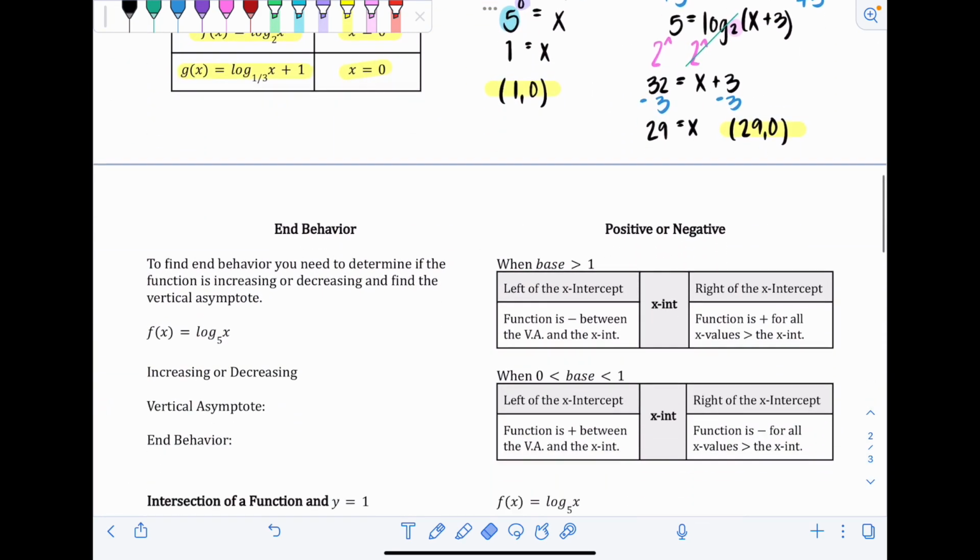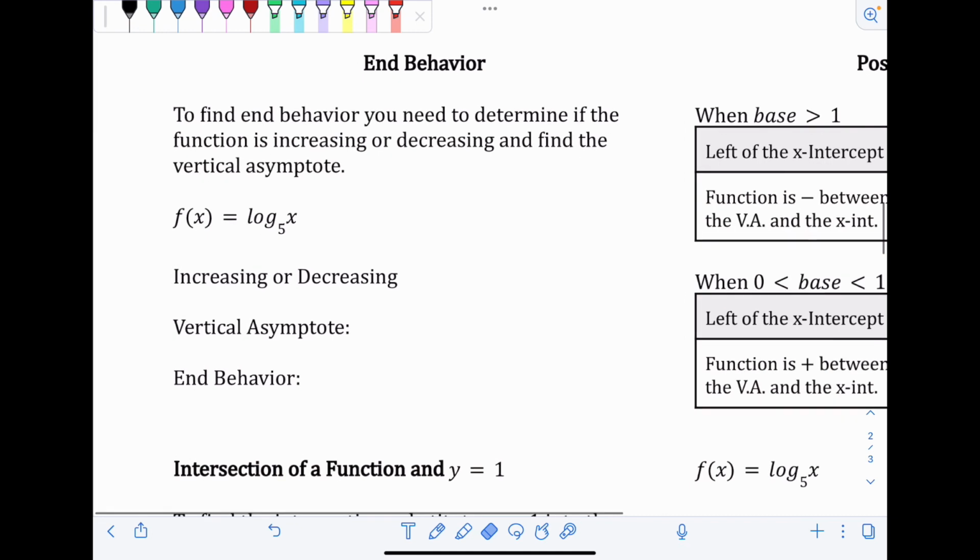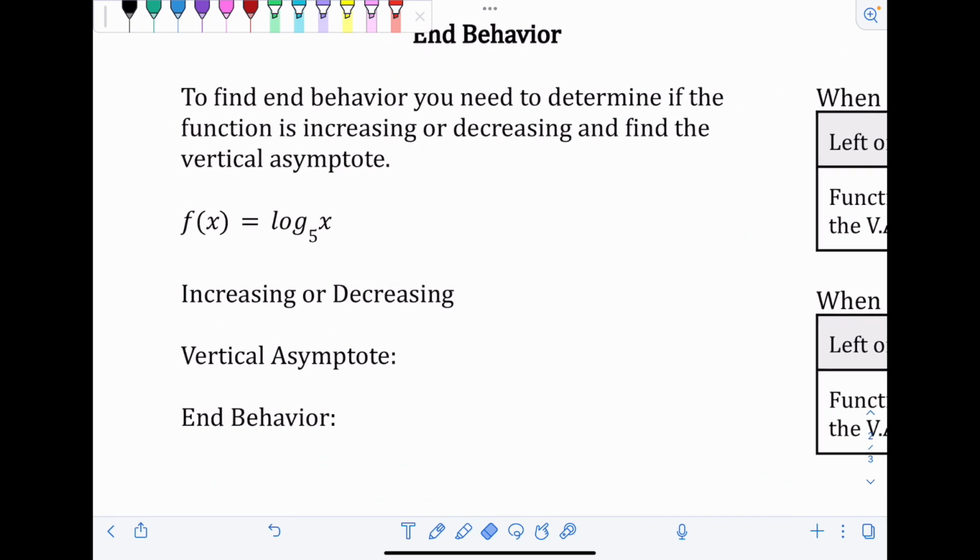So moving down to end behavior, to find end behavior from a rule, you need to determine if the function is increasing or decreasing and find the vertical asymptote. So we're going to use the rule f of x equals log base 5 of x. To determine if it's increasing or decreasing, we have to look at the base of the log. If the base is greater than 1, it would be increasing. If the base is between 0 and 1, so less than 1 but greater than 0, it would be decreasing. So this one, our base is 5. 5 is greater than 1, so it would be increasing.